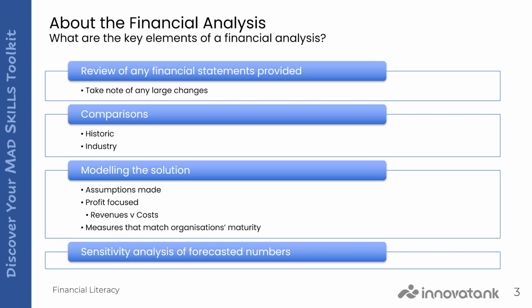So the financial analysis itself is really a review of any statements that you've been provided. And as you're doing that, make sure you take note of any large changes. You also should include comparisons, historical comparison, industry comparisons. And again, this will depend on the information that you have available to you. And then you want to model the solution, talking about the assumptions you made along the way. Generally, it should be focused on profit, but also consider the revenues and the costs and how they work together. And you want to also use measures that match the organization's maturity.